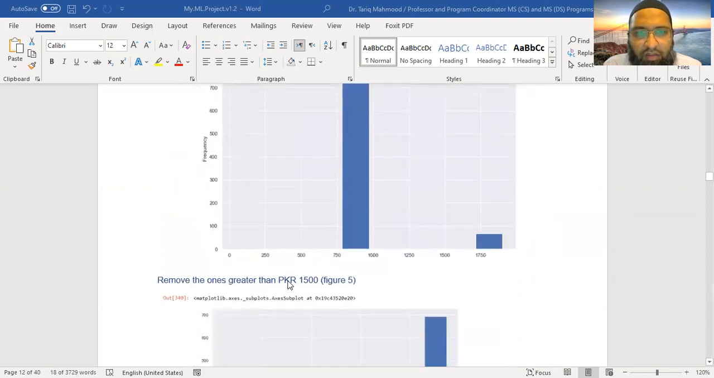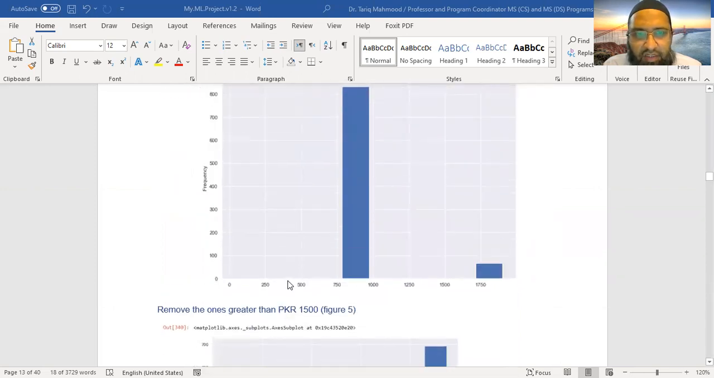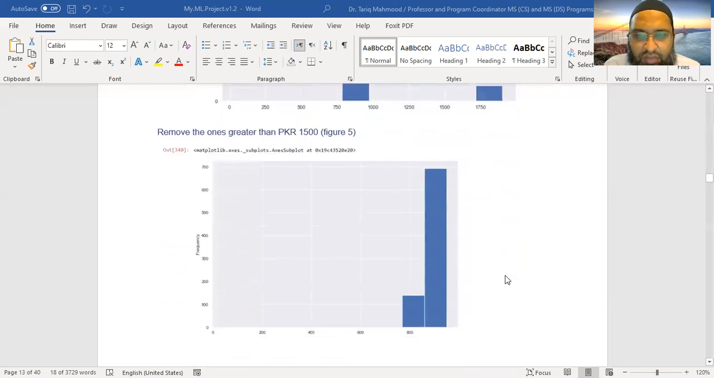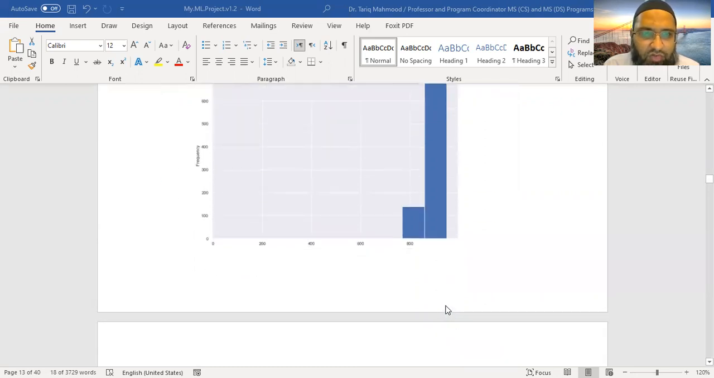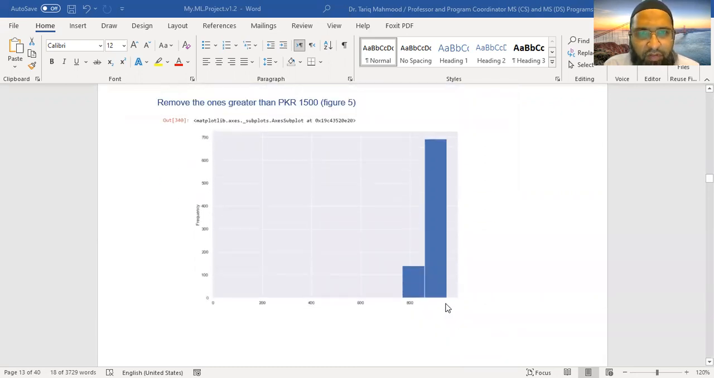And for the Tapal, it's pretty strange. Mostly it's 750 to 1000 rupees. Mostly their products are lying in this range. And then we have this big outlier towards the end. So we can just focus on the ones which are 800 to 1000, similar to Lipton. So this is extremely skewed, and that's pretty strange.